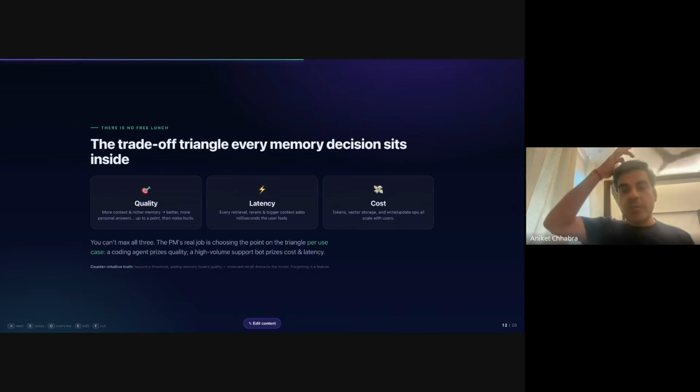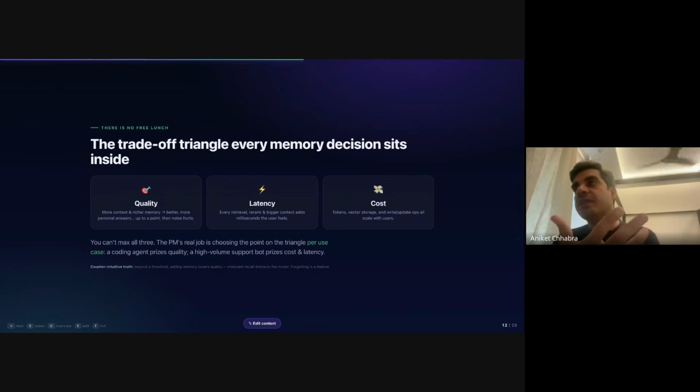The PM's job is choosing the point, per use case. For example, for a coding agent, we want more accuracy. Versus, let's say, if you're building a marketing content generation agent, you look more at the cost side rather than the quality side, because here you'll be generating a lot of content, and there could be one line which could be irrelevant. In coding, we cannot have that, but in marketing content generation, we can. It's okay to be a little bit inefficient. There could be one or two lines, and generation is fine as long as your latency and cost are optimized.